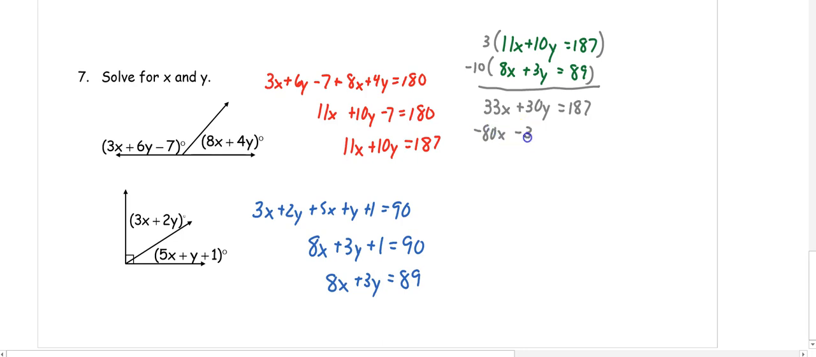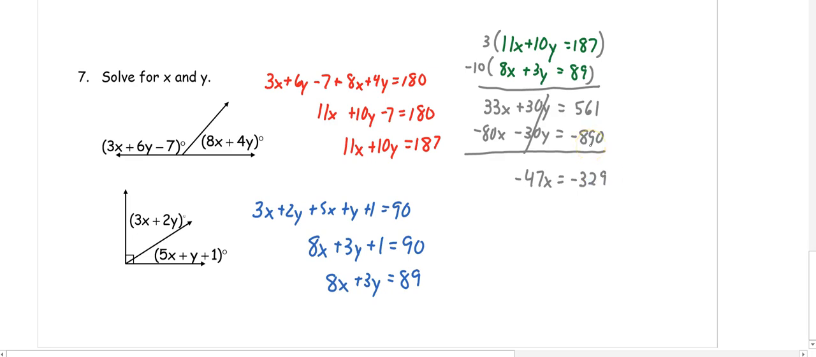Negative 80x minus 30y, oh, not 187, 187 times 3, 561. And then negative 10 times 89 is negative 890. So now my y's will cancel out because I have positive and negative 30. So I'm left with, when I add straight down, negative 47x is equal to negative 329.